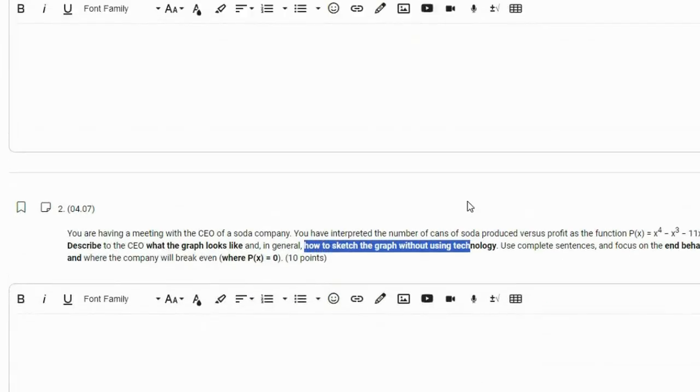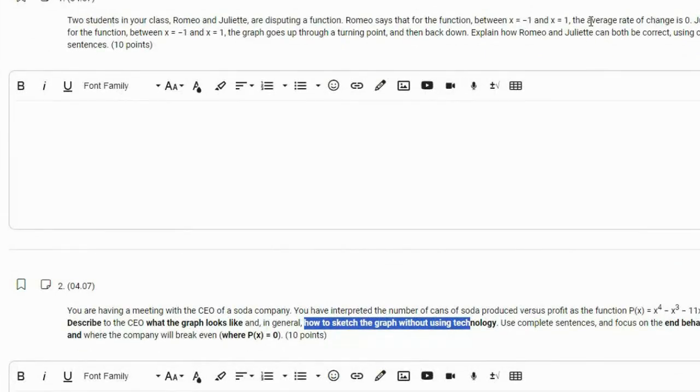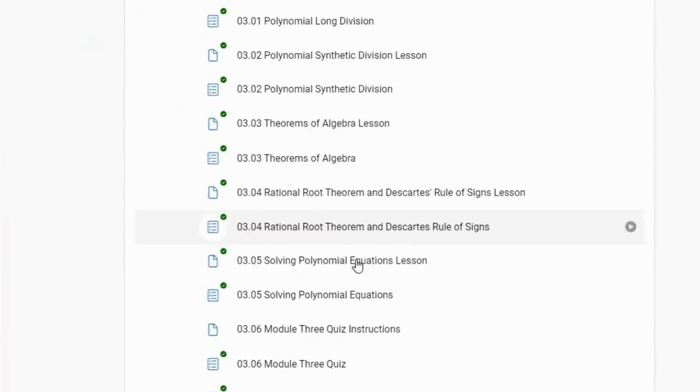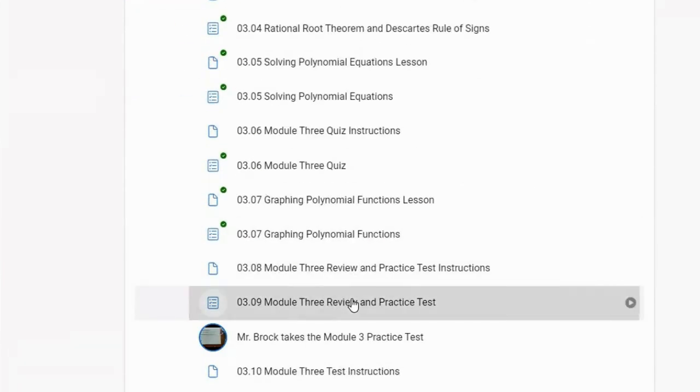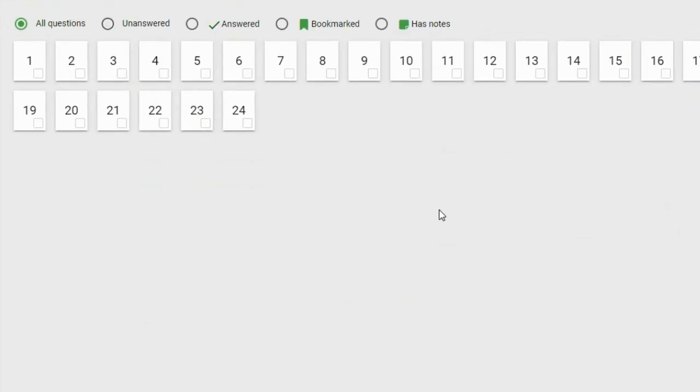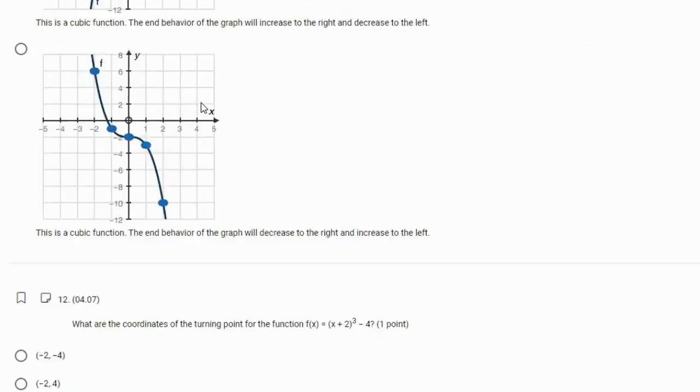How to sketch an average rate of change. Slope. I'm going to go back and make sure that I have a problem like that on the practice test. Let's go down to the bottom of this. There's only one in here?